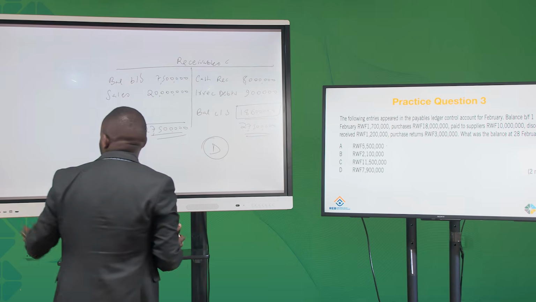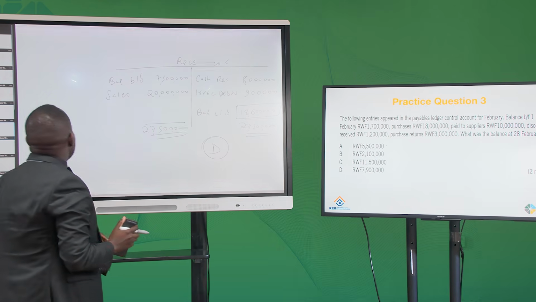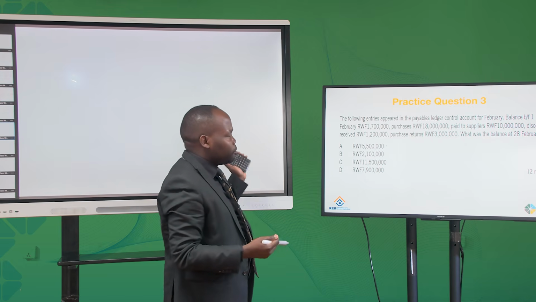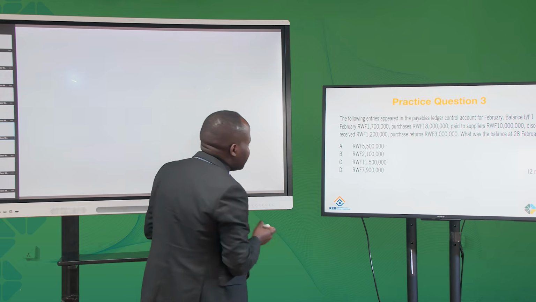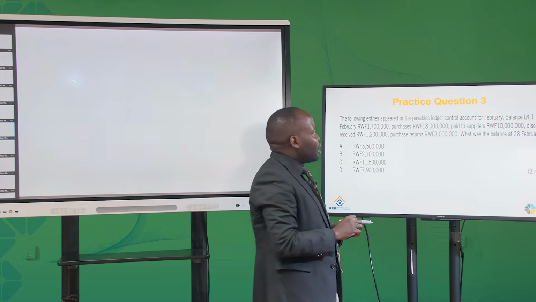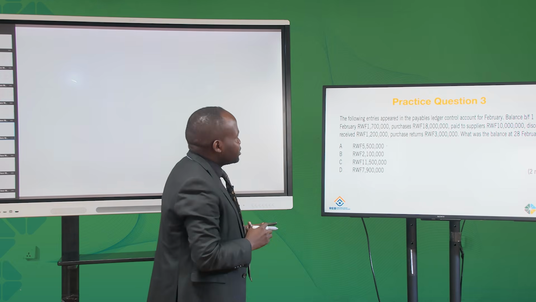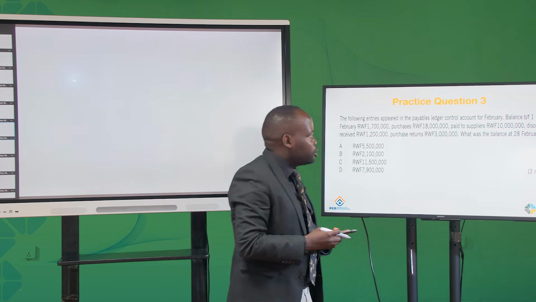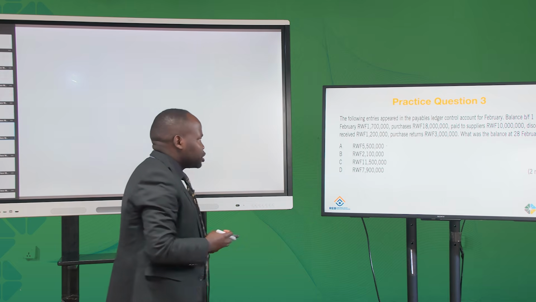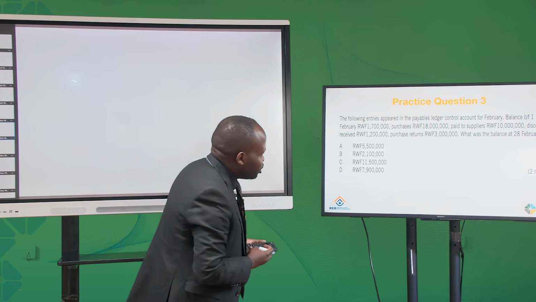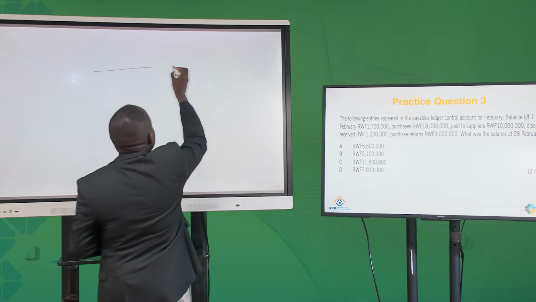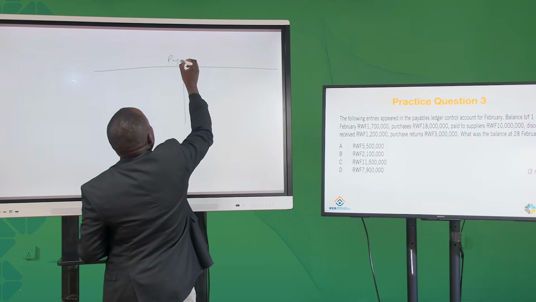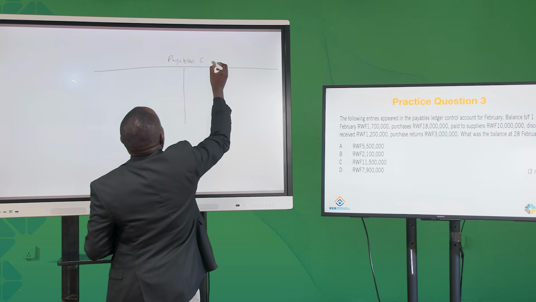Next question. The following entries appeared in the payables ledger control account for February. Opening balance is 1,700,000. Purchases was 18 million. Paid to suppliers was 10 million. Discount received is 1.2 million. Purchase return is 3 million. What is the closing balance? So here the entries are opposite of the other one because it is a payables control account.